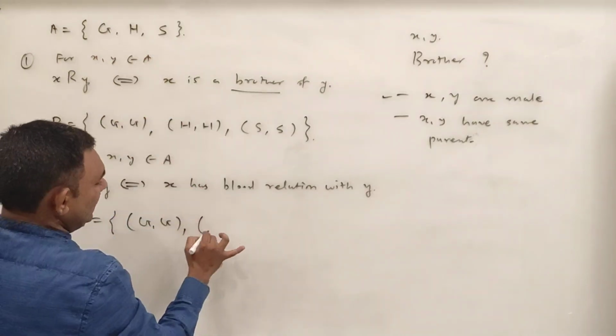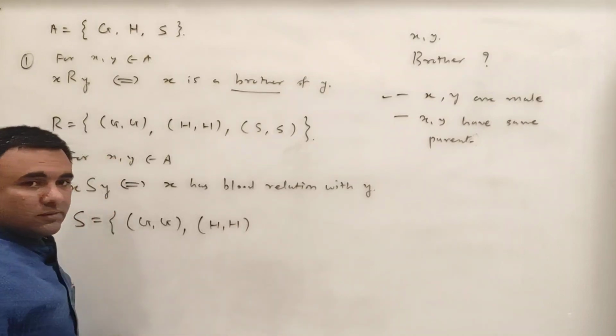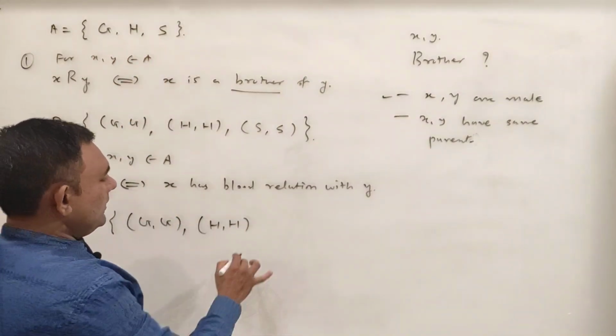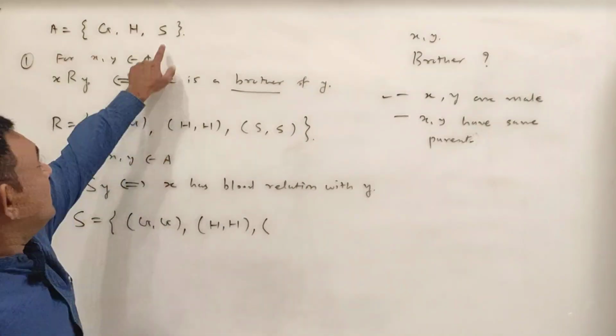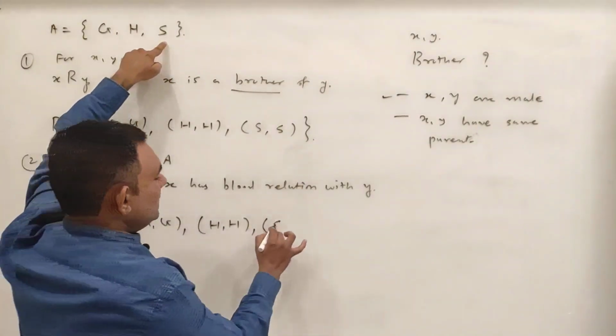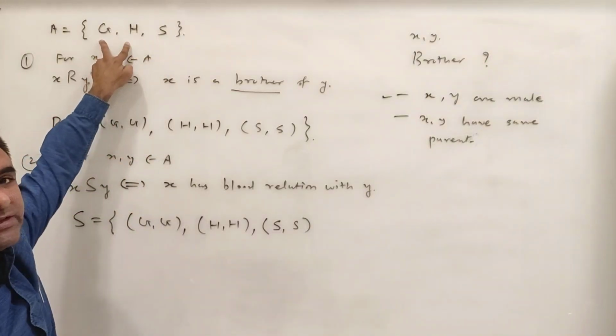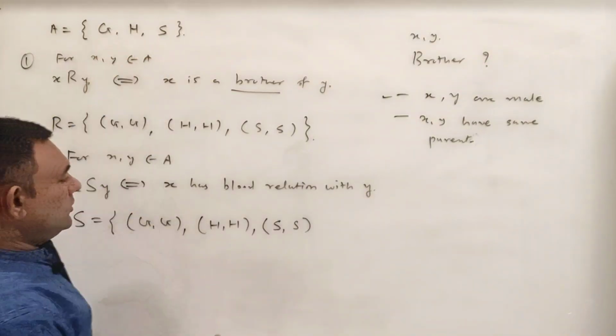Similarly here Hitler has blood relation with Hitler, but Hitler has no blood relation with Gandhiji and Sardar. And similarly Sardar has blood relation with himself, but he has no blood relation with Gandhiji and Hitler. So we have only this.